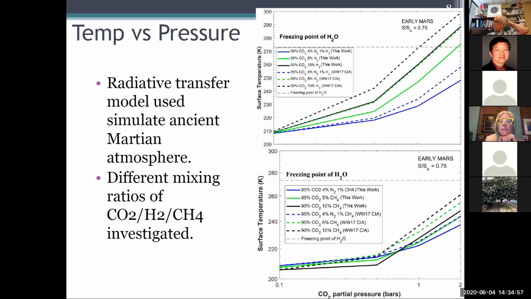You also don't want to go more than 10% of methane, because if you go above that, you start forming a chemical haze that will actually provide a cooling effect on Mars. However, for hydrogen, the upper panel, you can see that with a 2 bar atmosphere and even as low as 5% hydrogen, you can get liquid water on Mars.